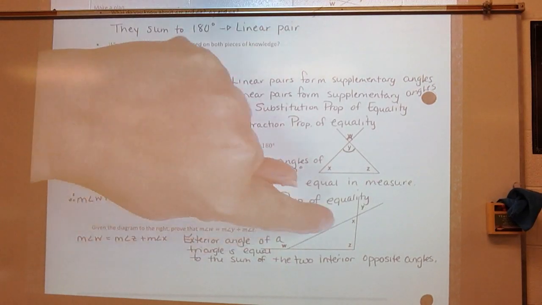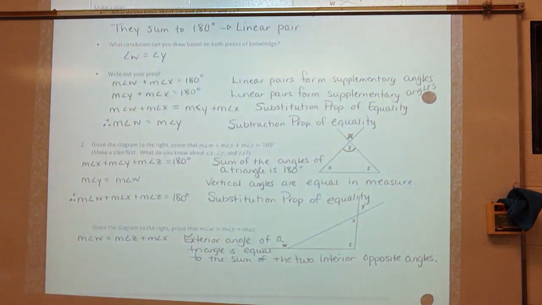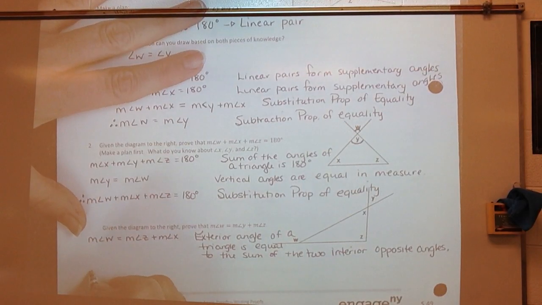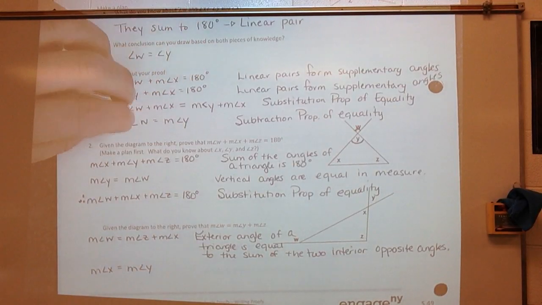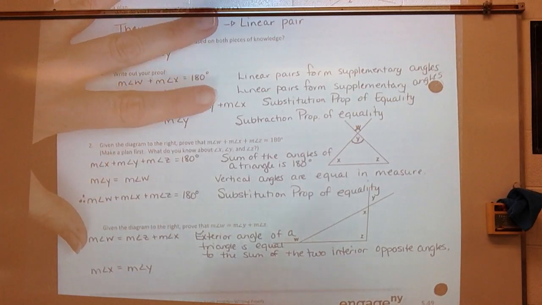So I now know that W is equal to the measure of those two. All right, so now that I know that, what else do I know? Well, what do I know about X and Y? I've somehow got to get that Y in there. Right now I've got W, X, and Z. So what do I know about X and Y? I know they are vertical angles, and because they're vertical angles, they are equal in measure. So the measure of angle X is equal to the measure of angle Y, because vertical angles are equal in measure.